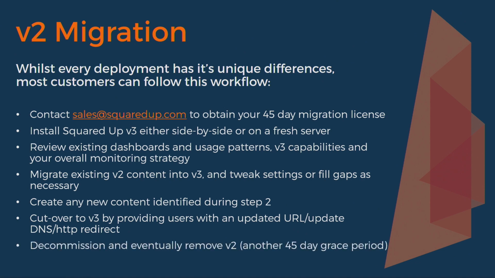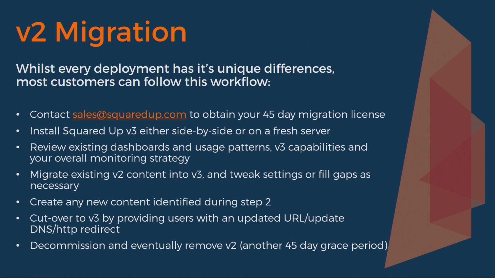At the point that you do that, Squared Up V3 is now your production license. What you need to do then is contact sales again and let them know that you've now gone to production with V3, and they will issue you with your V3 production license. What they'll also do is mark your V2 instance as now being decommissioned, but Squared Up will still support that V2 instance for another 45 days.